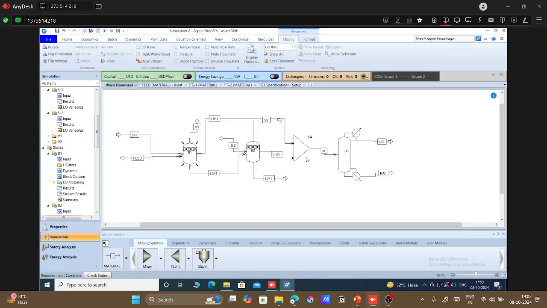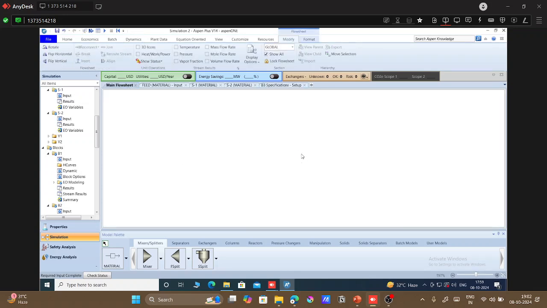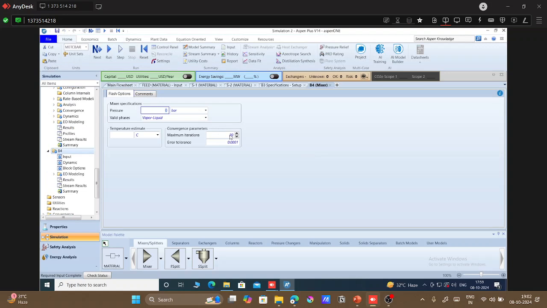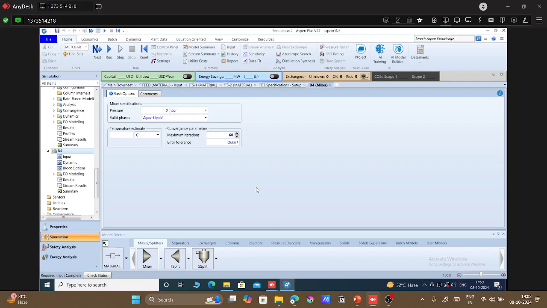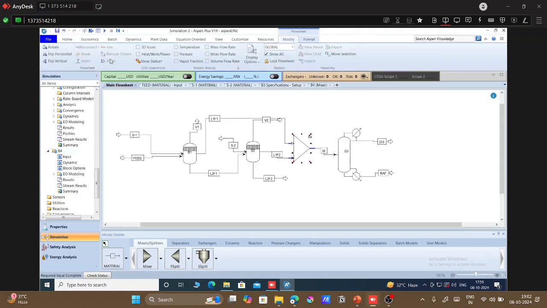Another detail that has been provided is the number of iterations in the mixer. Now I am not sure why this detail is provided. It could be that in the problem statement in the book that I have referred to, it might not have converged within 30 stages, so that's why. You can try it out with this lower number of iterations and see whether it's working or not. Now we have completed our flowsheet. We can run the simulation and see what is happening here.